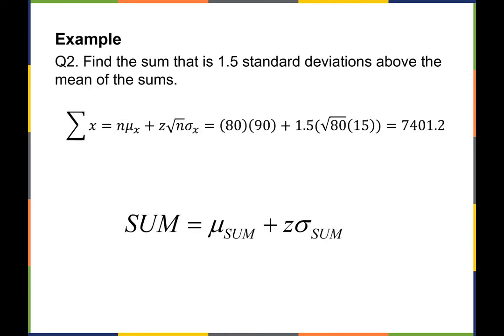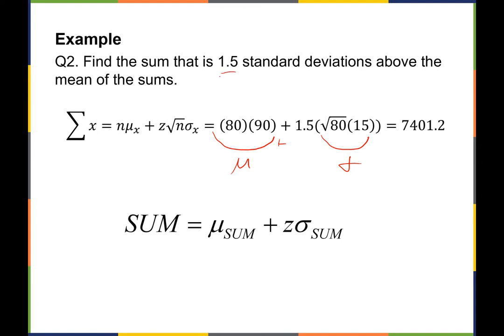Let's try another example. Let's find the sum that is 1.5 standard deviations above the mean of the sum. So actually, we're still in the same example. We're just doing another question on it. So what sum would be 1.5 standard deviations above the mean of the sums? So what we're saying is we want the mean of the sums, which is here, right? That's mu for mean of the sums, plus 1.5 standard deviations. And we know a standard deviation is root 80 times 15.